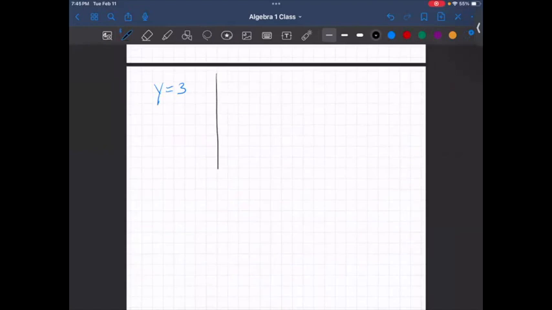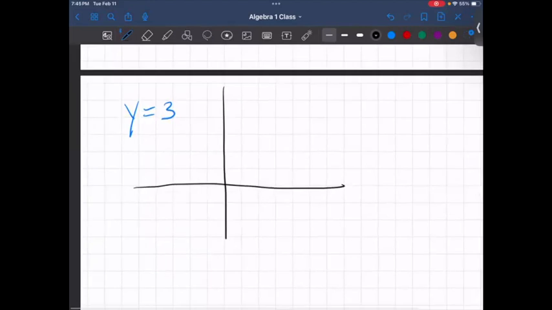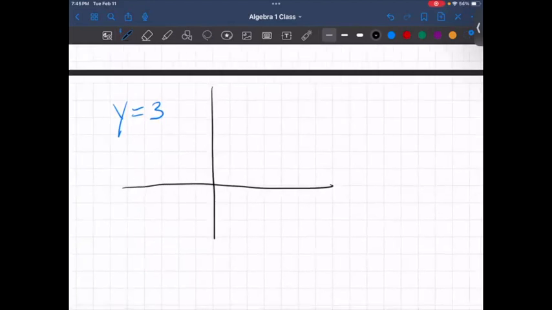So I would draw my graph, and I'm just like, okay, where does a point have a y value of 3? Well, this point has a y value of 3. It's (0, 3). This point has a y value of 3. It's (1, 3). This point has a y value of 3. It's (4, 3). I can go over to the left. This one's (-4, 3).